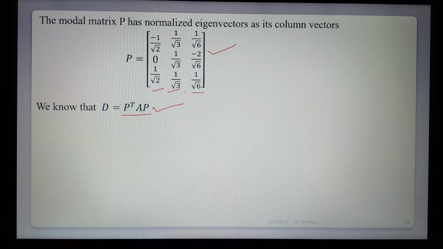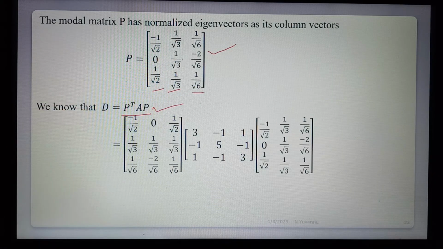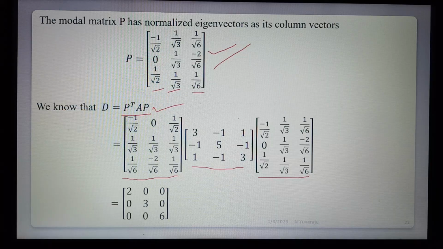Next, finding P transpose: we interchange rows and columns of P. So this is P transpose. This is the given coefficient matrix A, and this is the P matrix. Multiplying the three matrices, we get the diagonal matrix. The diagonal matrix has diagonal elements that are the eigenvalues of A, that is, matrix D. This is a diagonal matrix 2 0 0, 0 3 0, 0 0 6. This is the diagonal matrix D.